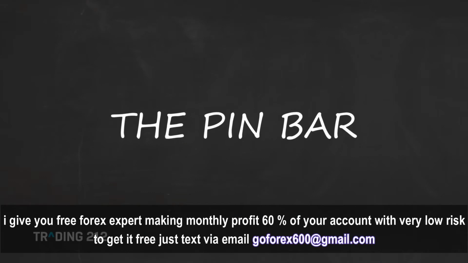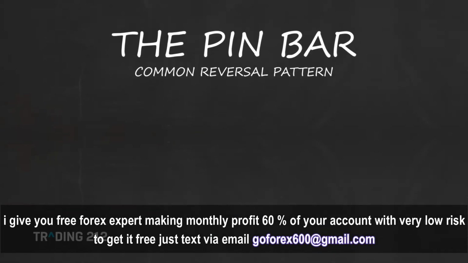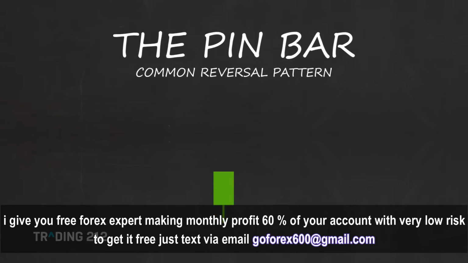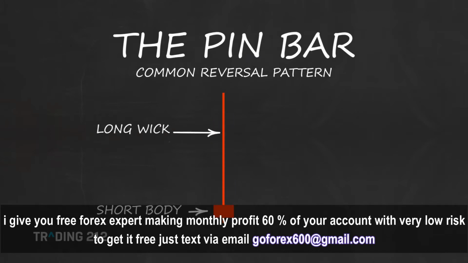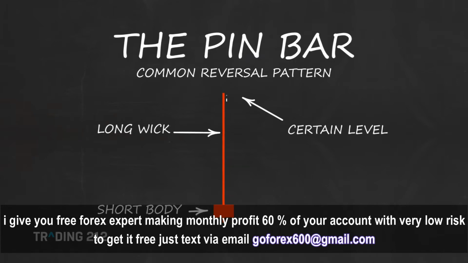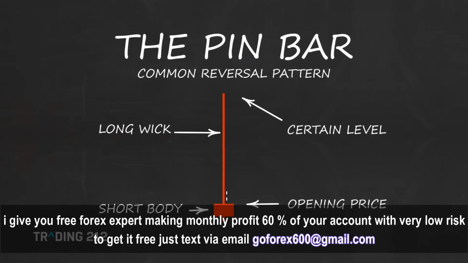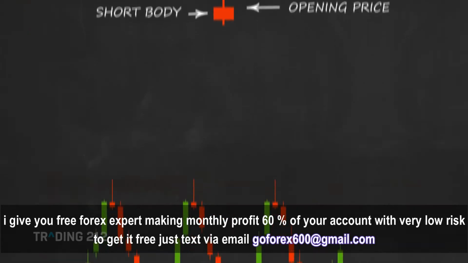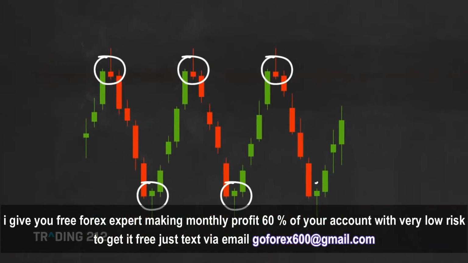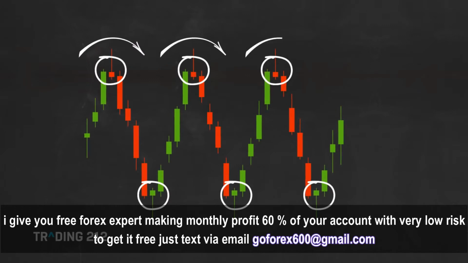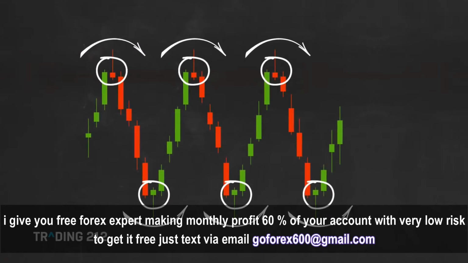The pin bar. The pin bar formation is one of the most common price action reversal patterns. The pin bar has a short body and a long wick, essentially showing that for all the trading activity, the price ends up very close to where it started. So from this candle we can see that the price went to a certain level and then came all the way back near the opening price. Trading pin bars is convenient as you can easily identify them on the charts. They show that the current trend has most likely run its course and is ready to reverse.